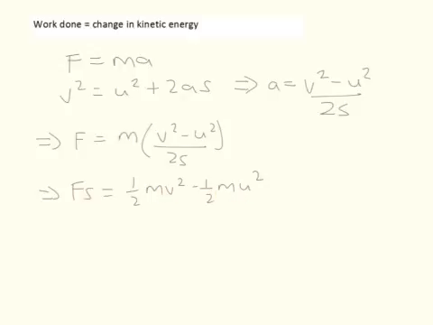So this equation here is very important. Work done, force times distance, is the change in the kinetic energy. Kinetic energy is half m times the speed squared. So if a particle is moving, initially it had this amount of kinetic energy, and after a certain time it's got that amount of kinetic energy, then we've got that formula.